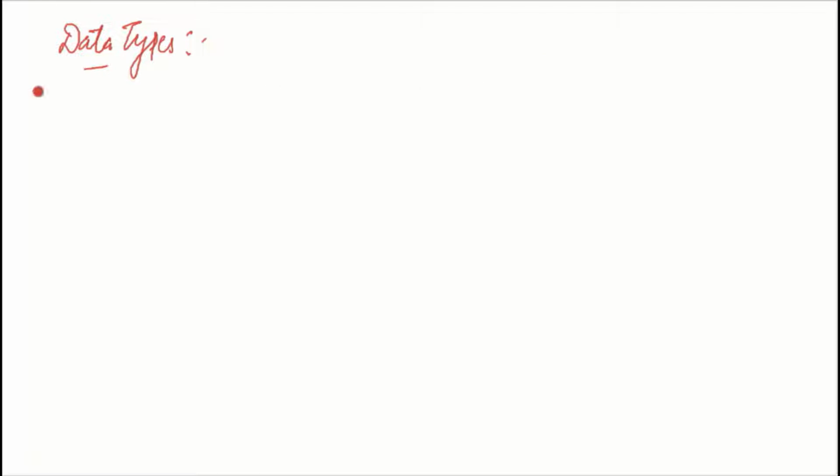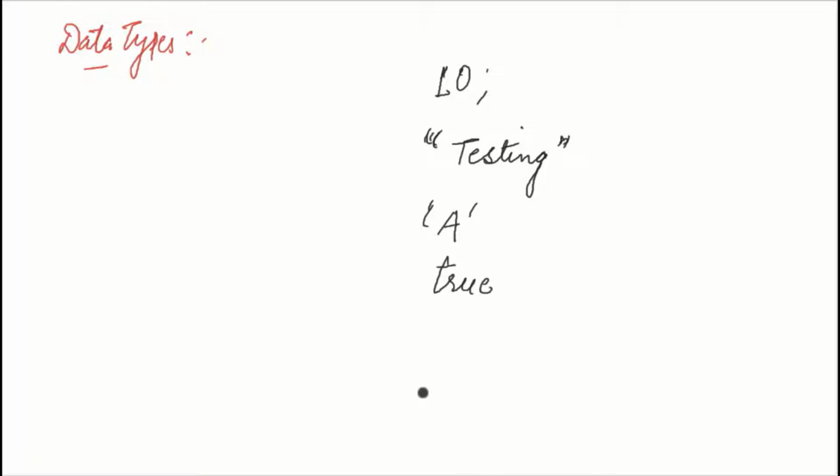So we can use an integer type value like 10. We can use any name, right? Let's say I'm using here "testing" in double quotes. There can be one single character in single quotes. There can be true and false values. There can be some decimal values.